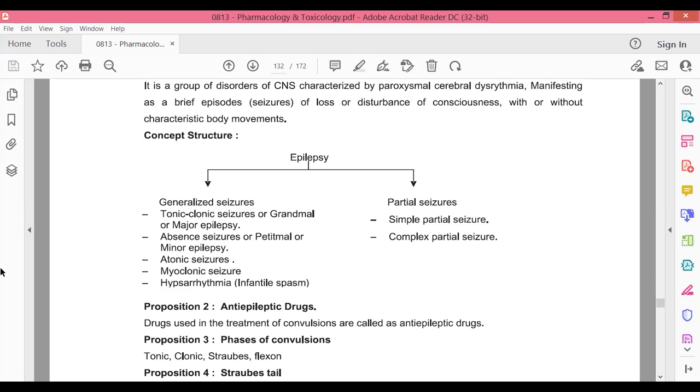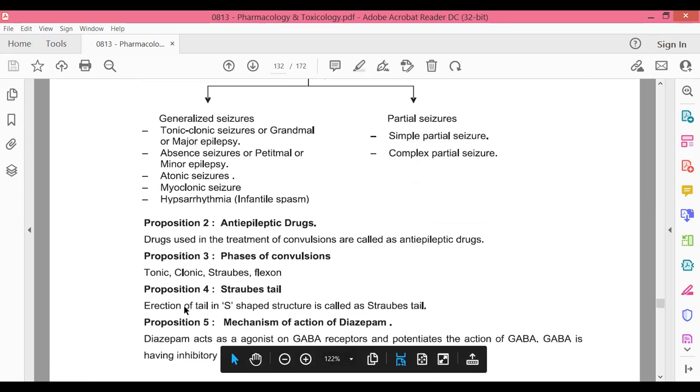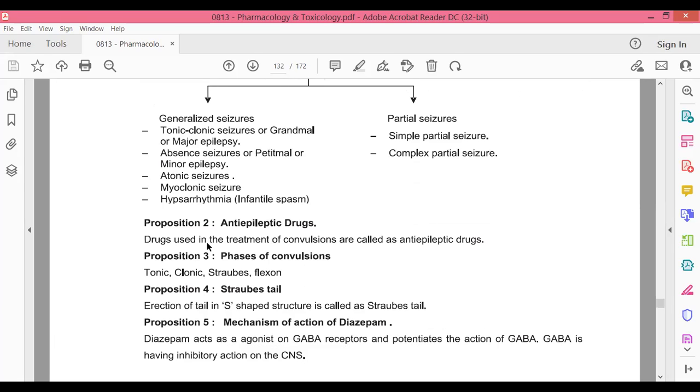To treat this group of CNS disorders, pharmacological agents known as anti-epileptic agents are used. So drugs used in the treatment of convulsion are known as anti-epileptic drugs. The next point is the phases of convulsion: tonic, clonic, Straub's tail, and flexion. These are the phases of convulsion, and by these phases convulsion occurs.